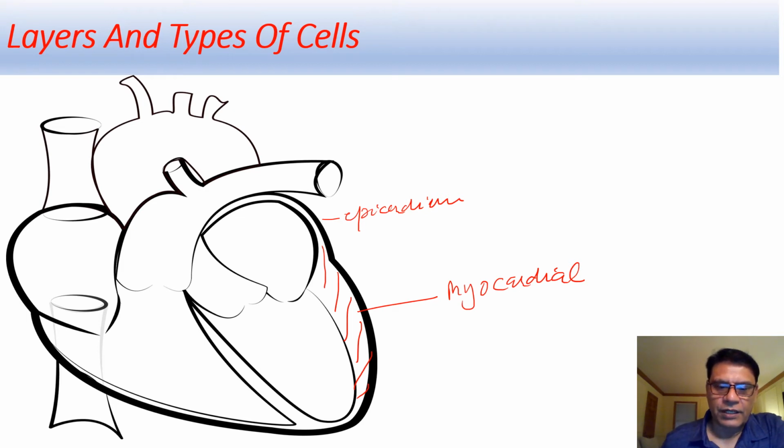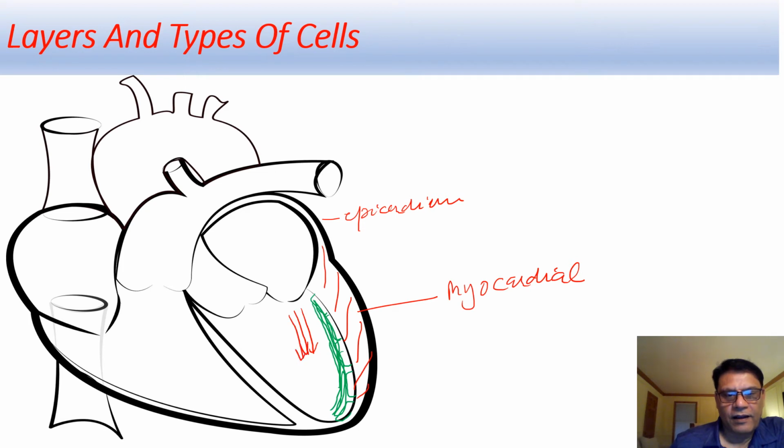And the innermost layer consists of epithelial cells, and these epithelial cells make the surface smooth and slippery, and it helps in the laminar flow of the blood and avoids turbulent flow.